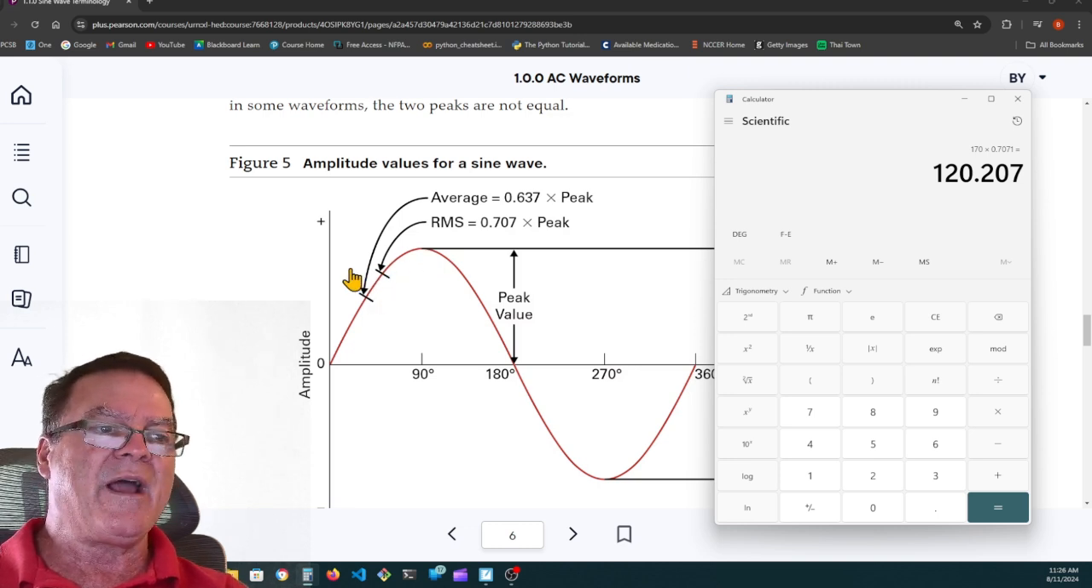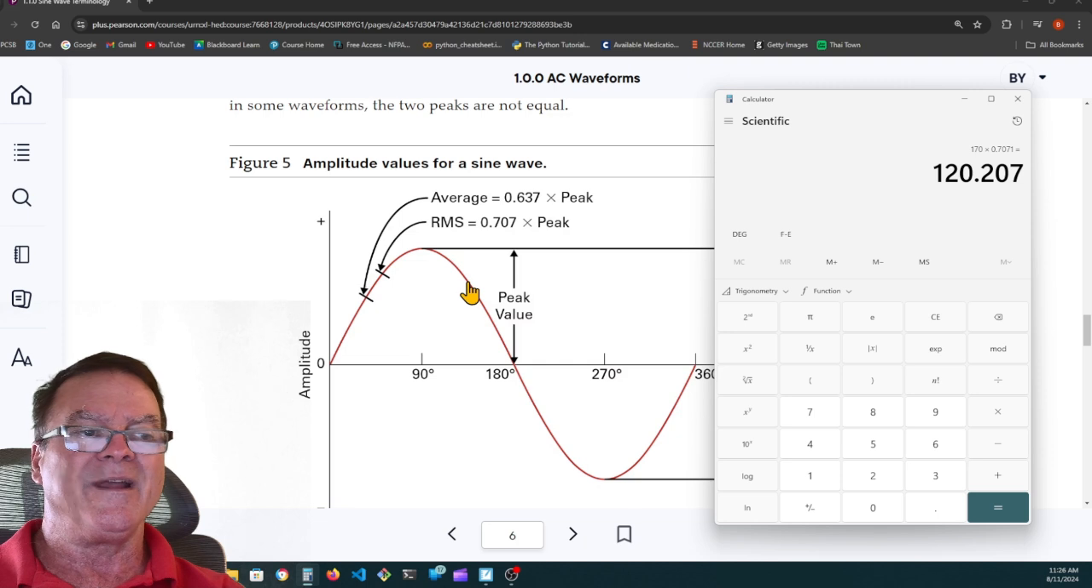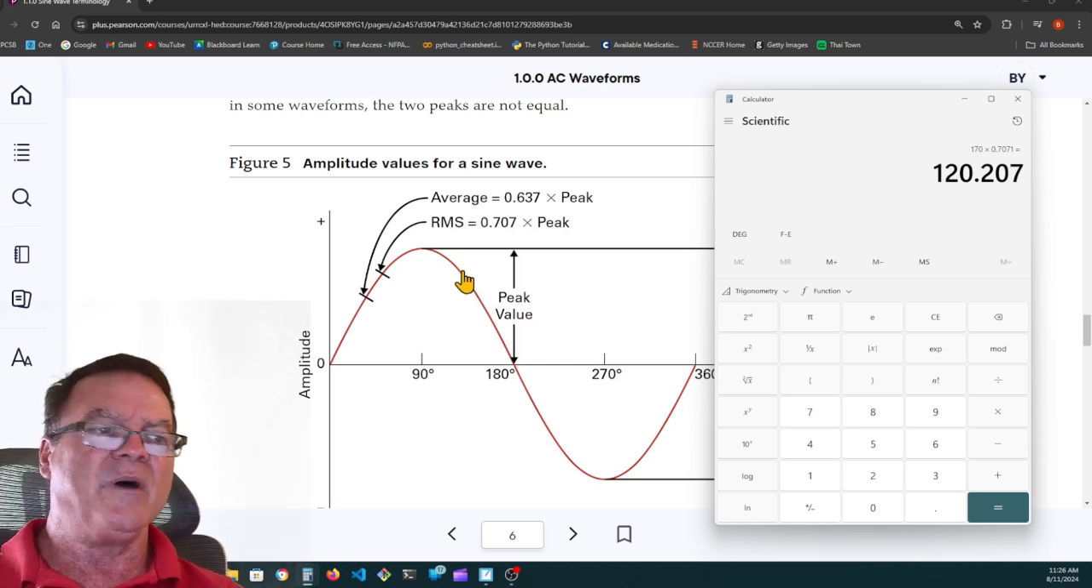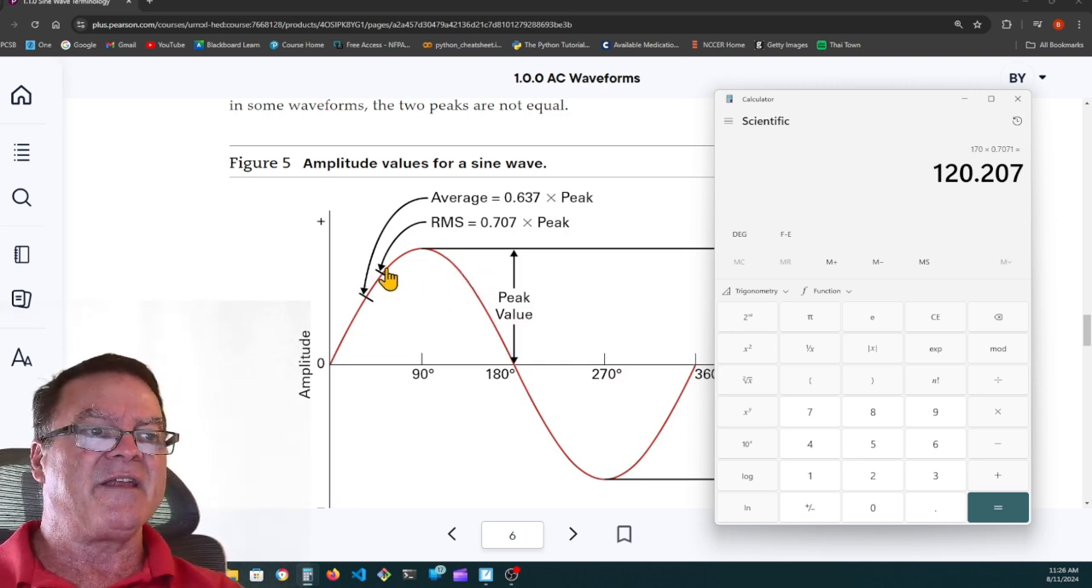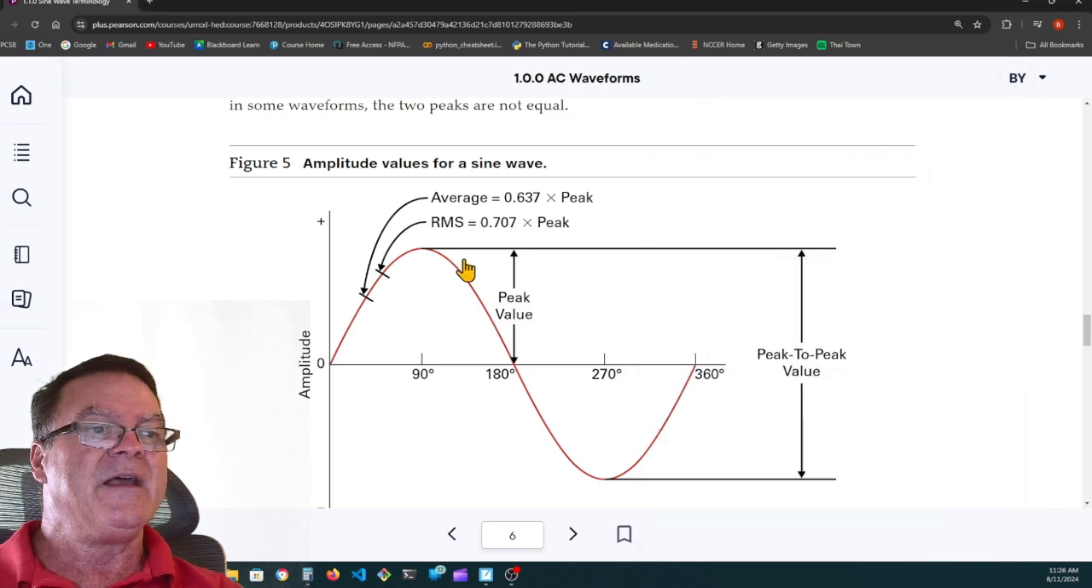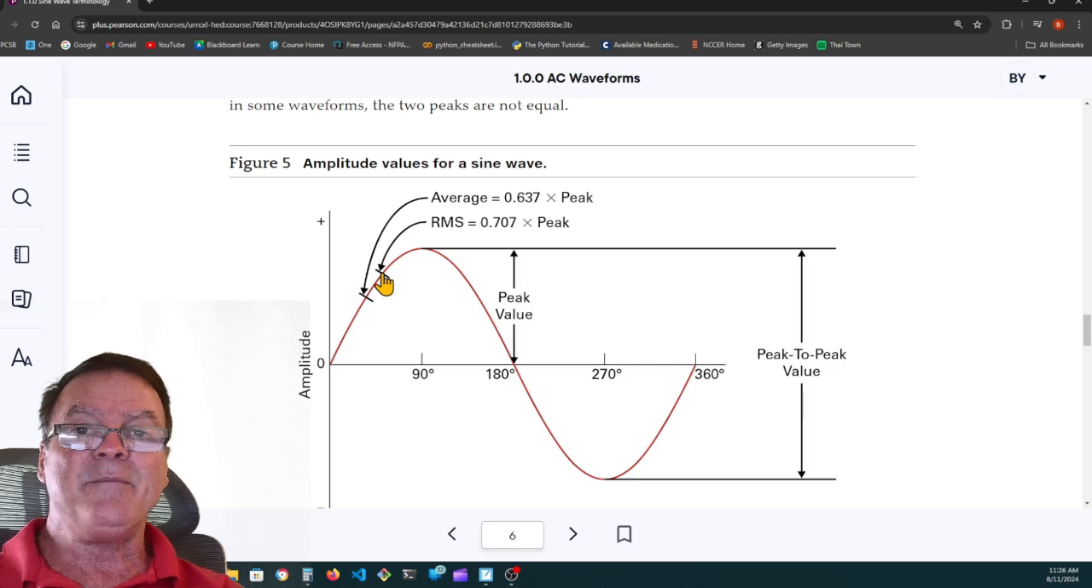And the way I explain it is if we cut the top of the mountain off and we fill in all the valleys, we end up with this 0.7071. There's more to it than that, but suffice it to say that the effect that it has on a resistance is the same as a 0.7071 times peak of a DC value.